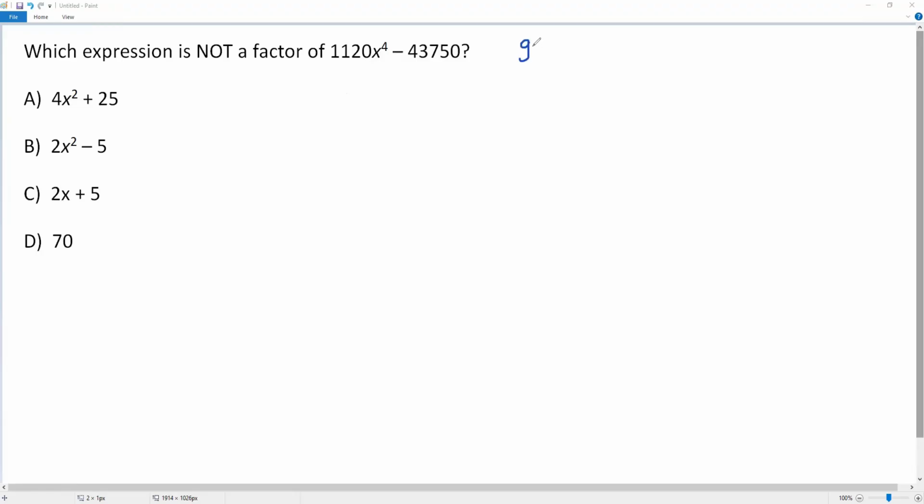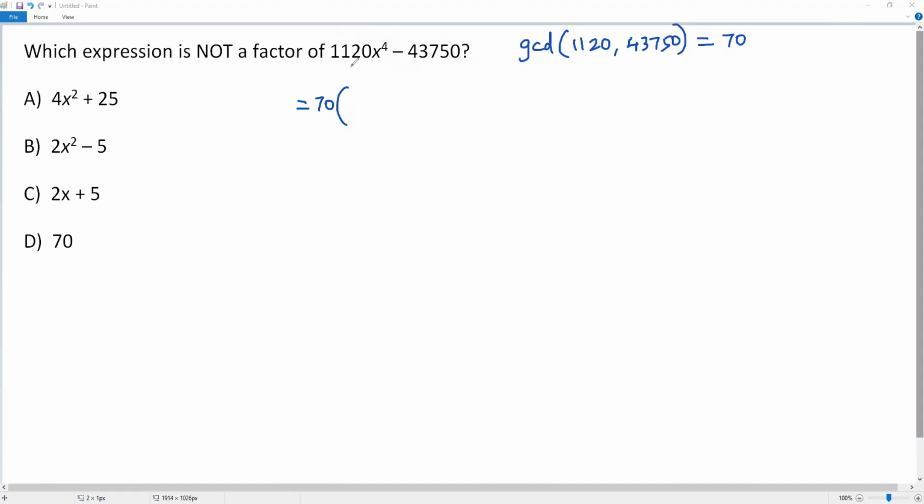The input has to be GCD, then parenthesis, the first number 1120, comma, the second number 43,750. When I do so in Desmos, I am getting 70 as the greatest common divisor of this number and this number. So we can factor this greatest common divisor 70 from these two terms of the expression. Okay, let me do it. Now I have factored 70 from the terms of this expression.